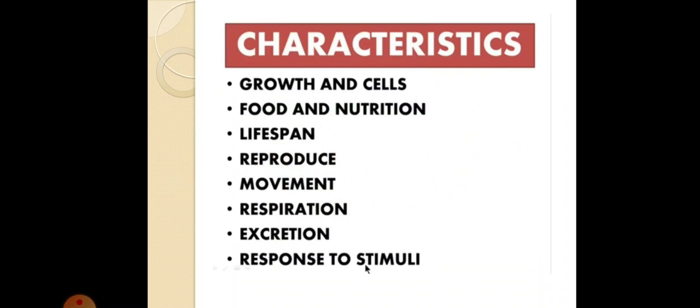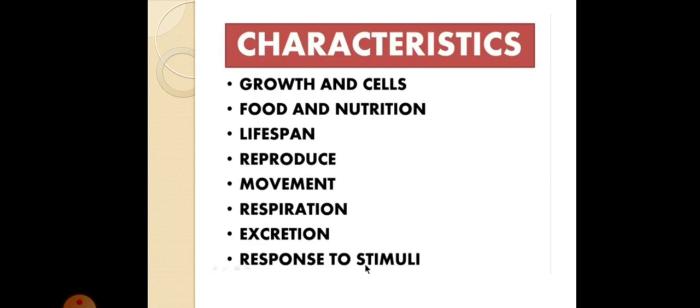So, characteristics of living things are growth and cells. All living organisms are made up of cells and they also grow and develop. Second is food and nutrition. All living organisms need food for their survival and to get energy for doing various activities. Next, lifespan. Living organisms have a definite lifespan. Reproduce. Living organisms reproduce to give birth to young ones of their own kind.